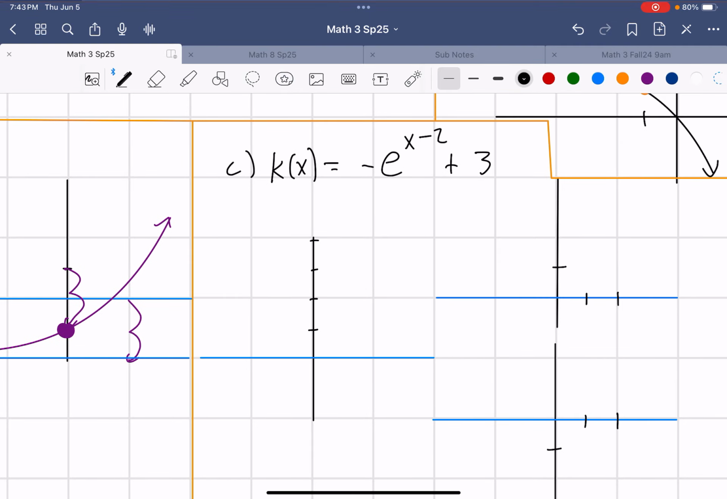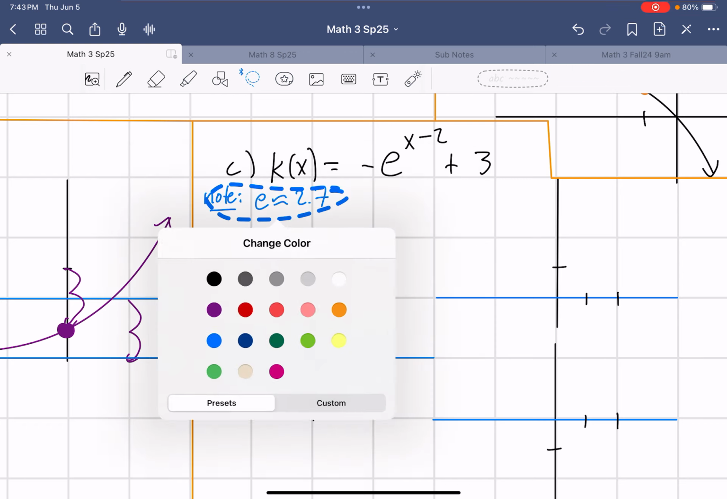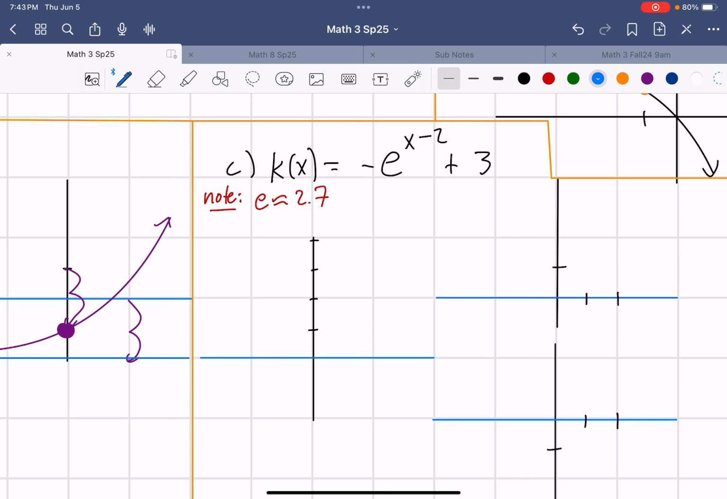Here's another example. Now here it might be tricky because you're saying, wait, what do we do with this e? To make a quick note, e is approximately 2.7. Hence, that number is bigger than 1. But it still has a point there at (0, 1). It's gonna grow really fast on the right.